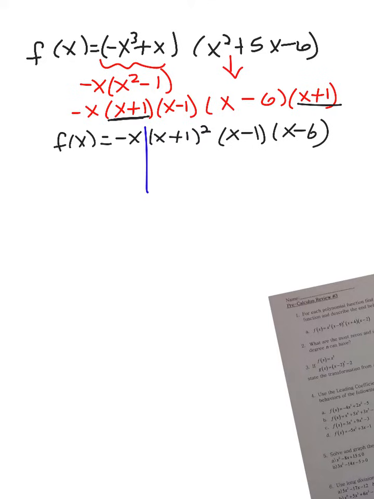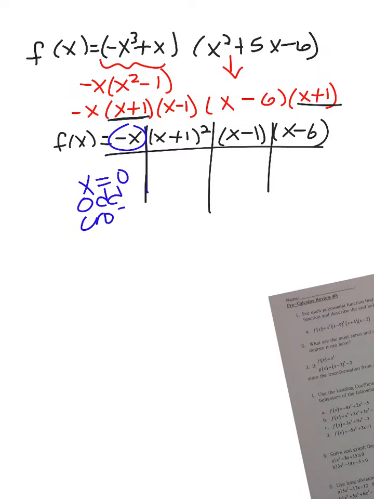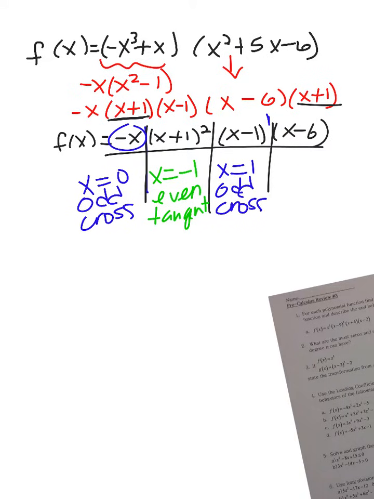All right, so let's see what we have here. Let's find our zeros. For the first one here, we have x is equal to 0. The exponent is odd, so that means it will cross. My exponent here for x is equal to negative 1 is even, so that's tangent. X is equal to 1 here. The exponent is a 1, so that's odd. It will cross. And x is equal to 6. The exponent is a 1. It's odd, and it will cross.